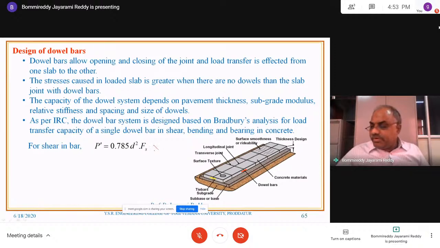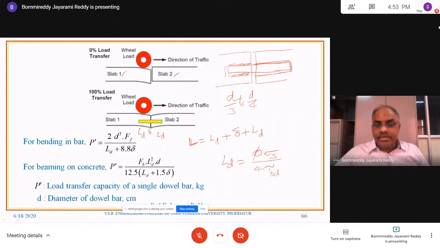And don't remember this. If at all a question comes from this, it will be a theoretical question: how the dowel bars are provided, what is the function of the dowel bar, where it is provided, etc. And don't remember these formulas, not required. But it is a simple formula, and you can understand what the minimum length of the dowel bar is. This dowel bar will be provided at a distance of d by 3 to d by 4 from the top. It is not at the bottom level, only at the top level, d by 3 to d by 4. That means 1/4 of the thickness to 1/3 of the thickness of the slab.